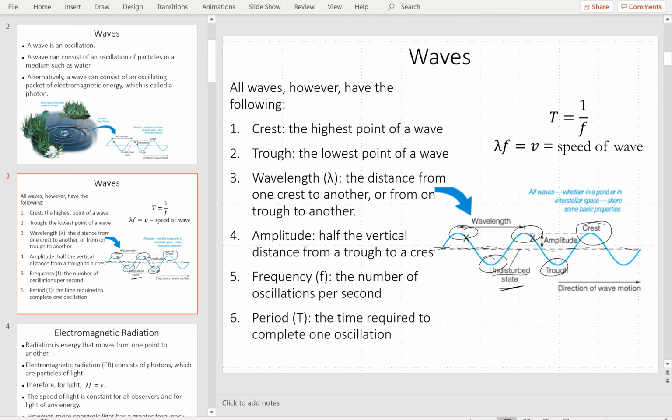The amplitude of a wave is the distance between the undisturbed state and the crest. In other words, it's the height of the wave, but it's measured from the middle of the wave, not from the bottom, not from the trough.